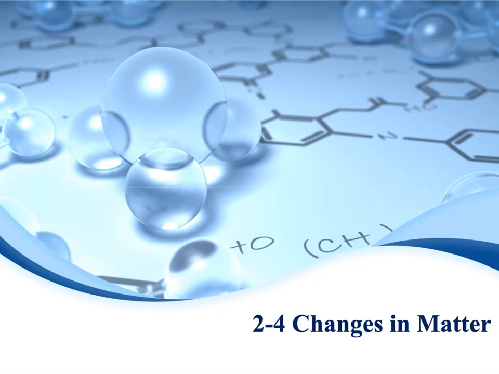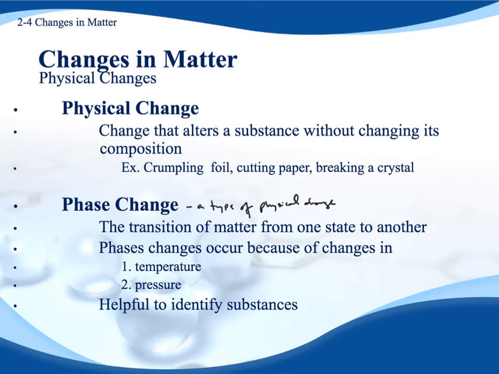Section 4 from Unit 2 talks about changes in matter. These are going to be physical changes and chemical changes. The first type of change we're going to talk about is a physical change. This is a change that alters a substance without changing its composition.